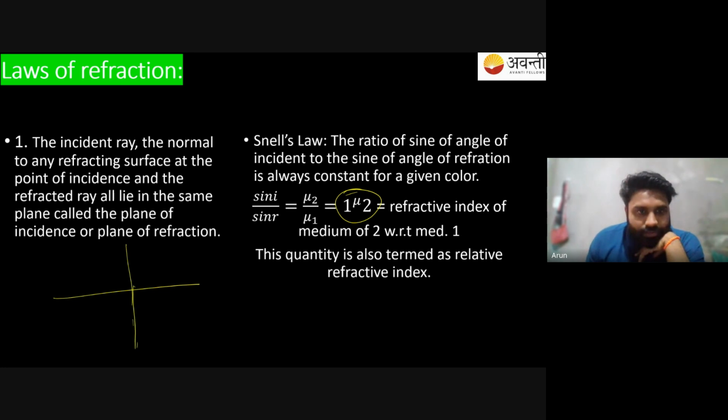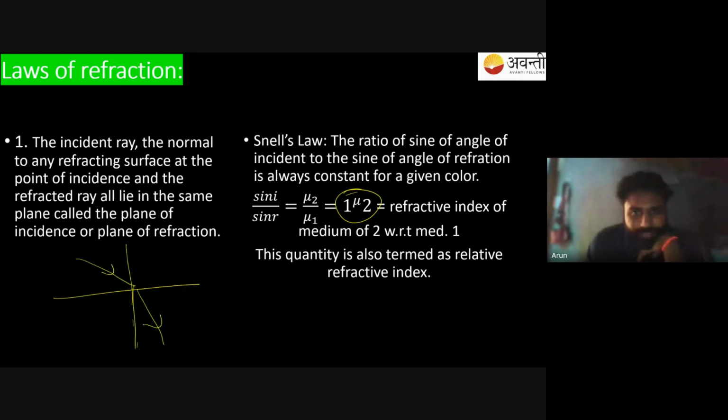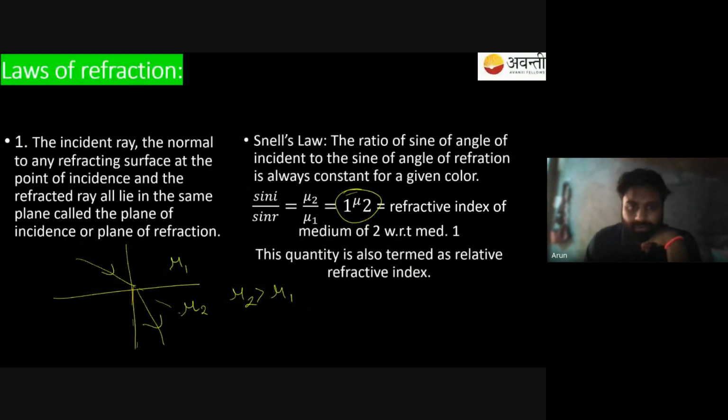This is the normal to the plane. The incident ray is coming in and bending. What does that mean? It means that this medium has a refractive index mu2 and this one has refractive index mu1. If it is bending towards the normal, then mu2 is larger than mu1. I have told you about all this. This angle is I and this angle is R.